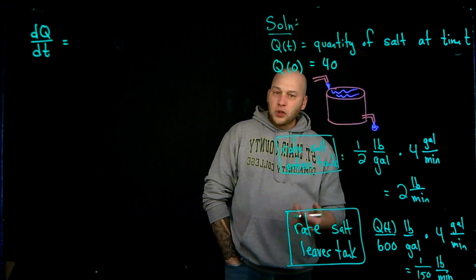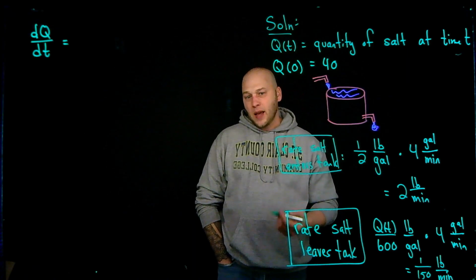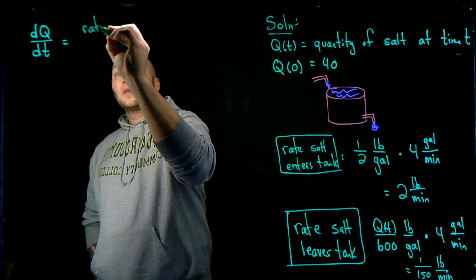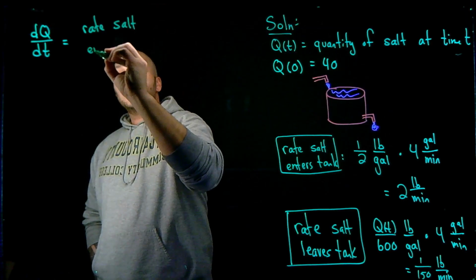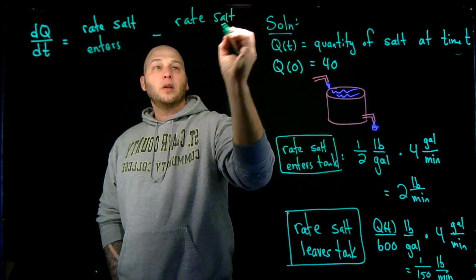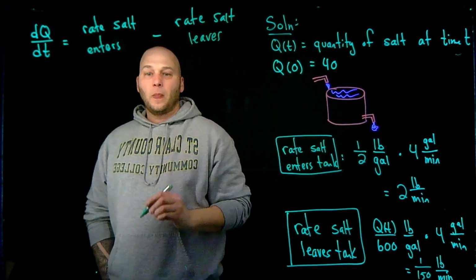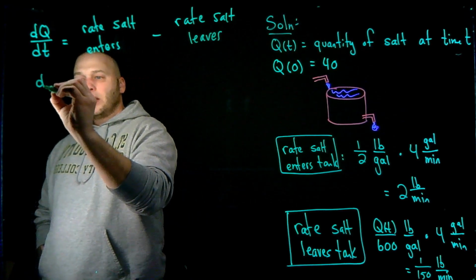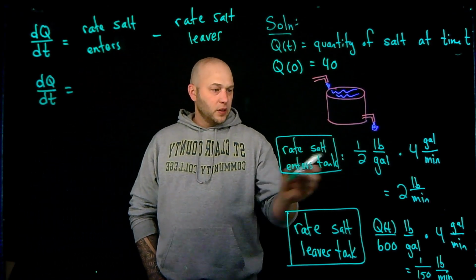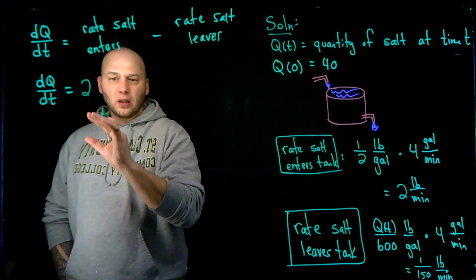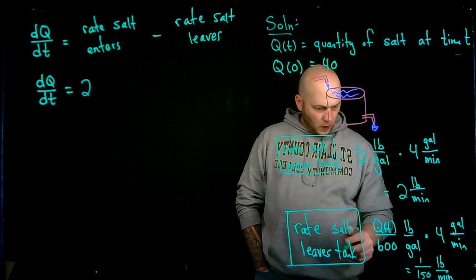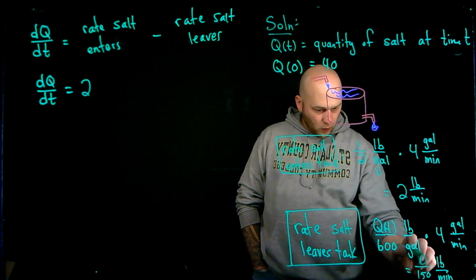So the rate of change of the quantity of salt in the tank is the difference of these two rates. It's the rate salt enters minus the rate that the salt leaves. That gives me a differential equation for Q. dQ/dt is equal to, so the rate that it enters the tank was 2 pounds per minute. I'm just going to leave off units to make it look a little cleaner. And then, oh, I forgot the Q down here, didn't I? So that should be Q over 150.